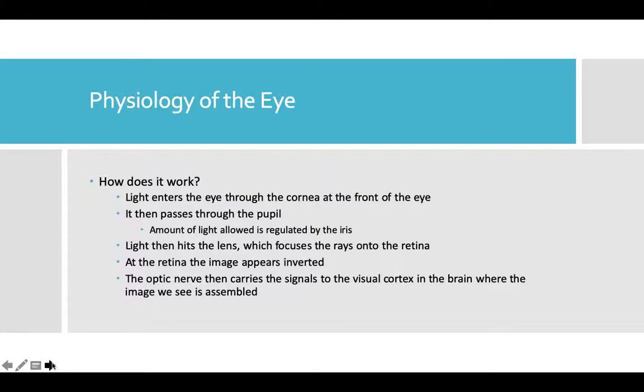At the retina, the image appears inverted and must be transferred by the optic nerve to the visual cortex of the brain. It is at this spot where the image is flipped and gives us the visual representation of what we see.